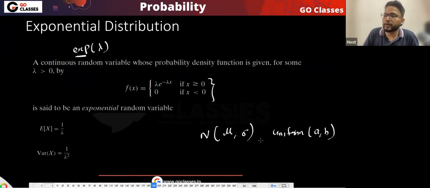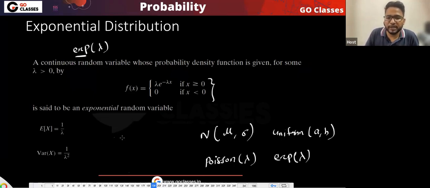How to denote maybe the Poisson distribution? In the Poisson distribution, lambda is the parameter. So people denote it like this. How to denote the exponential distribution? People write like this, maybe x, exp lambda, something like this, right? And what else is remaining? How to denote the binomial distribution? Then people write like this.